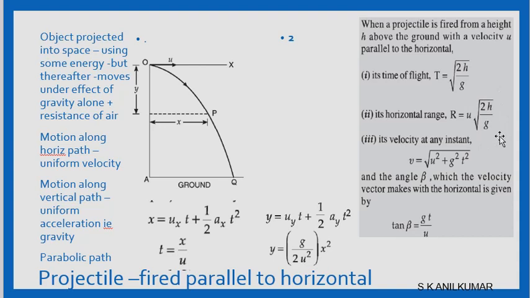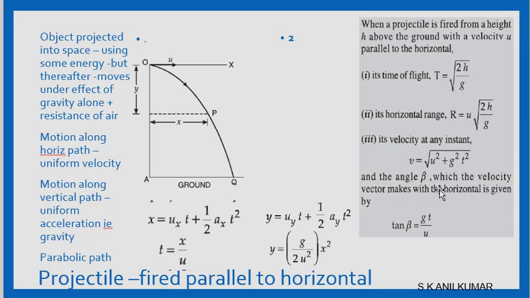u into root of 2h by g, where root of 2h by g is the time and u is the initial velocity, initial velocity into time. This is the initial velocity with which the plane was moving when it is firing the missile. What is the velocity at any given instant, here or here or here, at any point in time? The velocity equals the square root of u square plus g square t square, where g is the gravitational acceleration, t is the time, and u is the initial velocity.